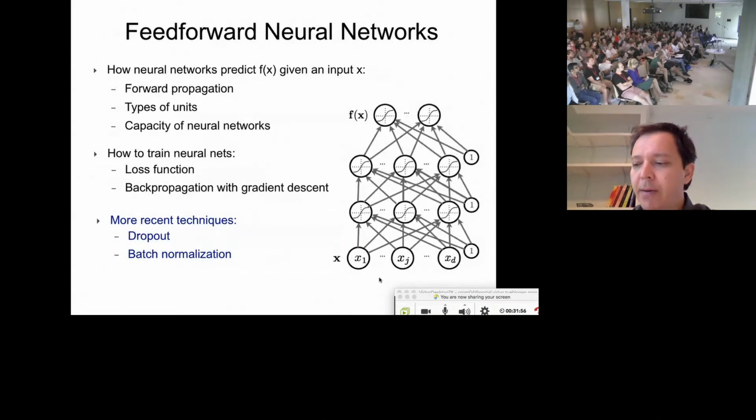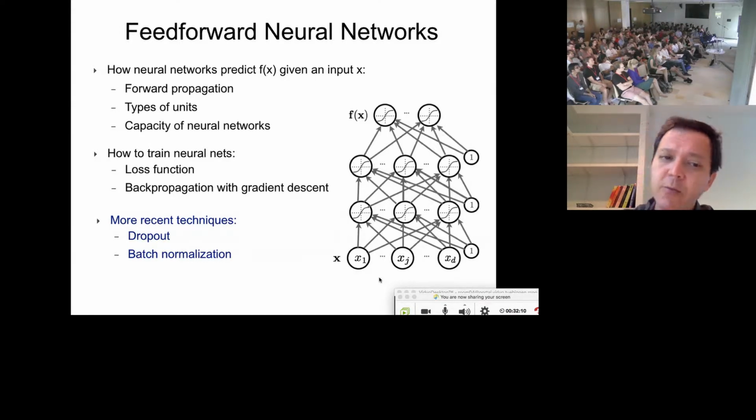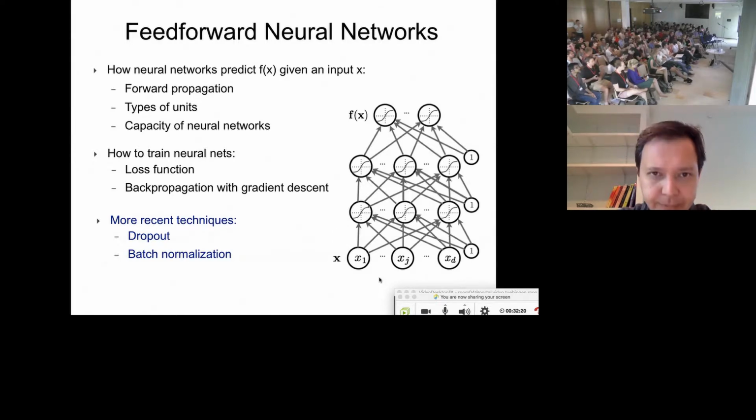Now, in the last half of the tutorial, I'd like to actually focus on more recent techniques. There are two very important techniques that have been introduced in the last few years. One is the technique of dropout, which you can view as a way of regularizing the model. And the second one is batch normalization, which you can view as a sort of optimization trick that allows us to train these models much, much better. So these two techniques are part of any of the state-of-the-art models today.